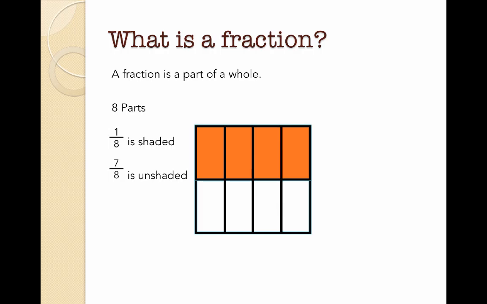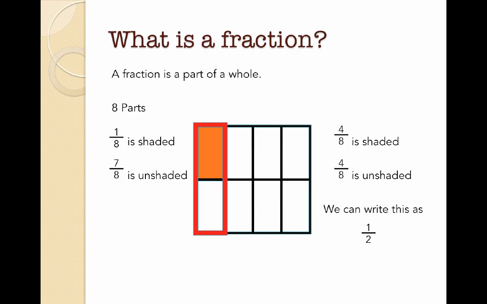If I was to shade 4 of them, then 4 out of the 8 are shaded and 4 out of the 8 are unshaded. I could also represent this as a different fraction, 1/2. This 1/2, or 1 out of 2, means that for every 2 sections of my rectangle, one of them will be coloured in, and this happens 4 times.